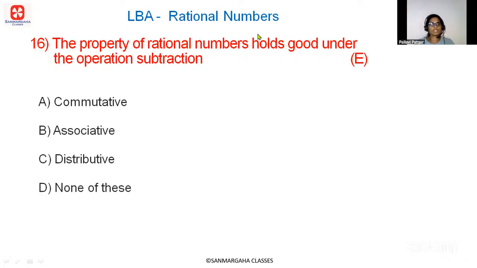In the rational number chapter, look at question number 16. The property of rational numbers that holds good under the operation subtraction: Option A, commutative. Option B, associative. Option C, distributive. D, none of these. So here, commutative property for subtraction.